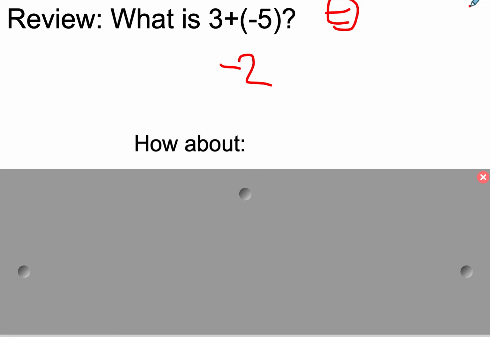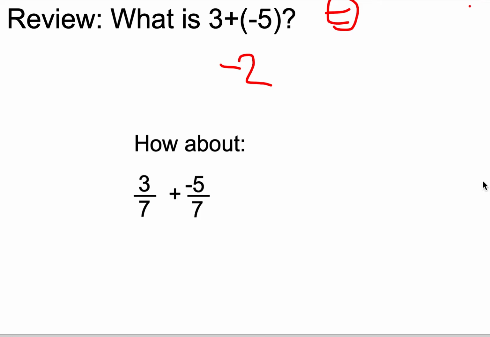Well, how about 3/7 plus negative 5/7? We're still going to use the who wins model. Right here they have the same denominator. When fractions have the same denominator, you keep that denominator. And then you can add the tops. 3 plus negative 5, as we calculated above, is negative 2. So the answer here would be negative 2/7.